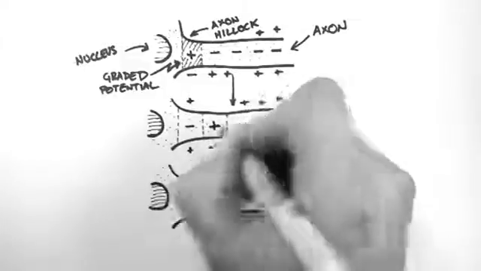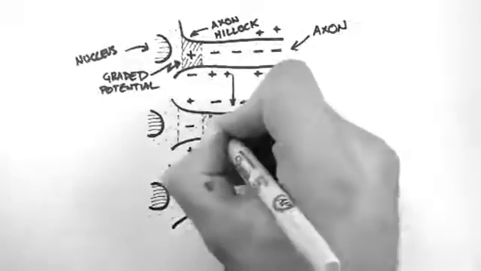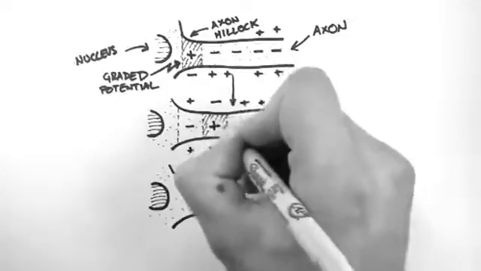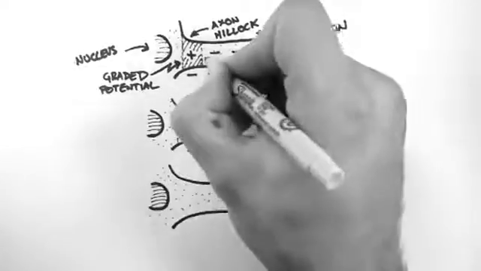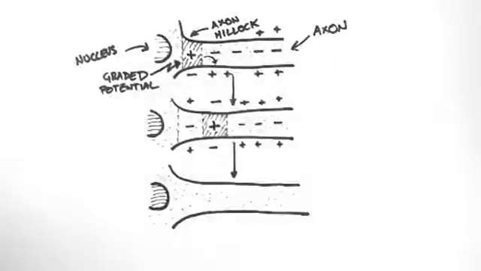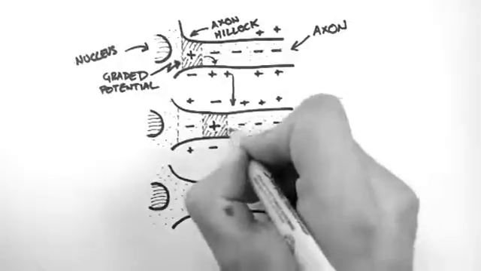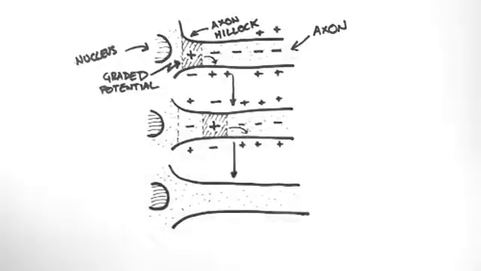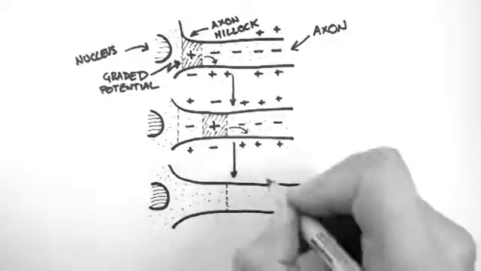Meanwhile, the axon hillock returns to its resting membrane potential. So here's the charge flowing across here, and this positive charge flows into the next segment of the axon. This is known as local current flow.